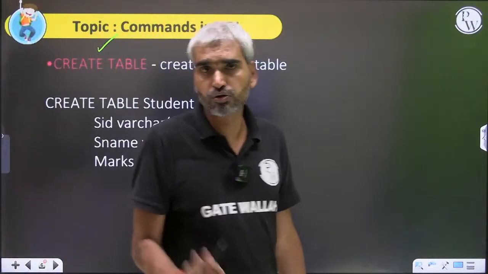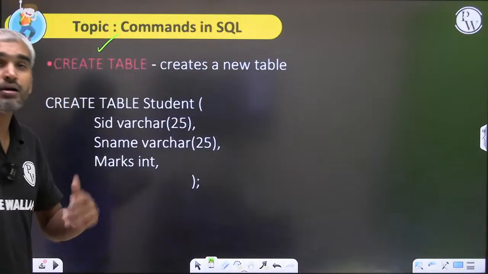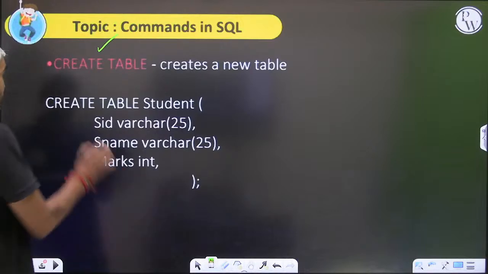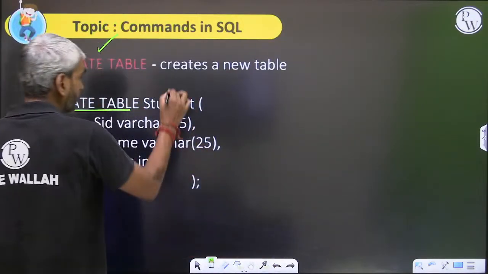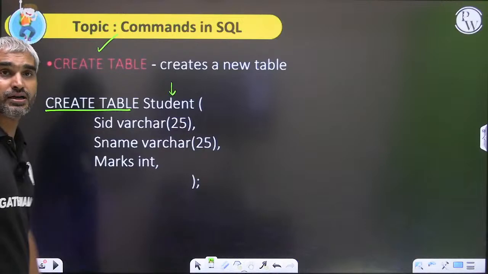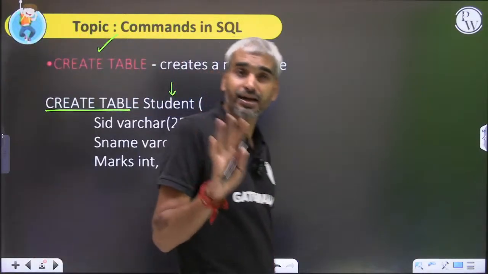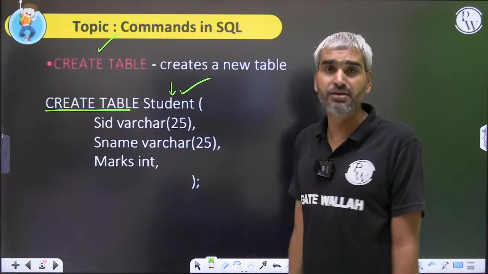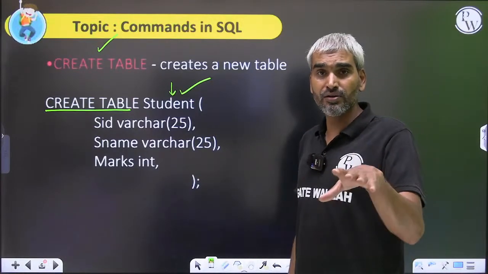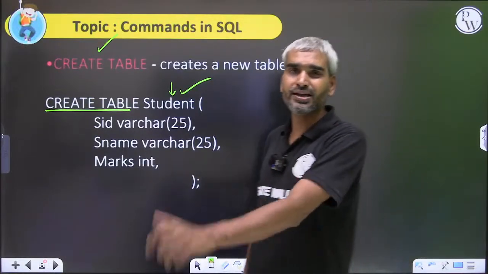Create table is used to create a database table. The moment you define the create table command, then the name of the table, then you will define the attributes which are required in that particular table. Let's assume you want to create a table with the name student, and then you will define what attributes you want in that particular table.